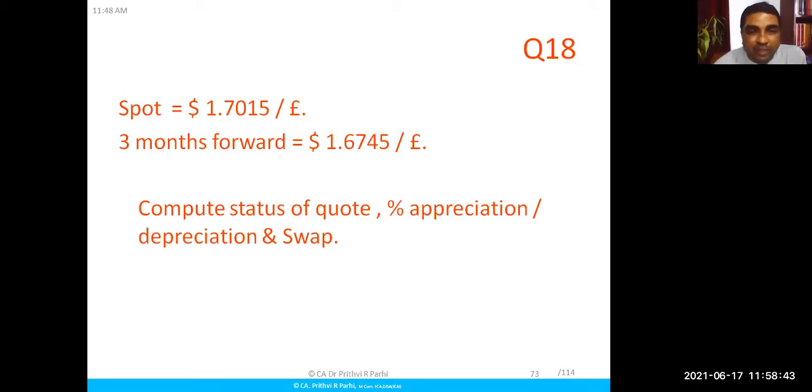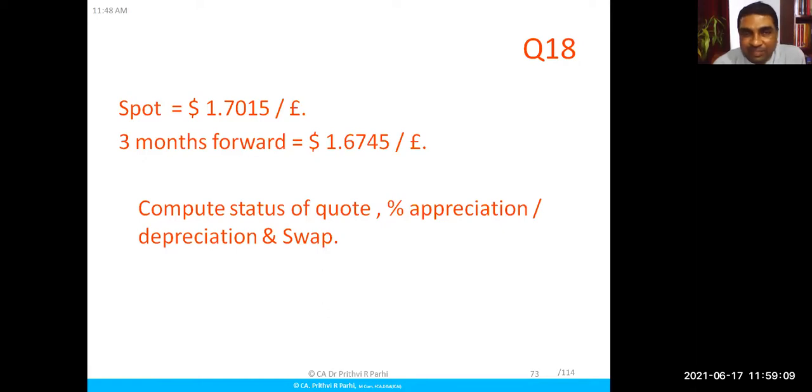Now, friends, you tell me. This is the question. You have to compute the status of the quote, direct or indirect, the percentage of appreciation, depreciation, and so on. When you say this much dollar per pound, that means it is dollar by pound. First, tell me, is it a direct quote for which country? For the US, it is a direct quote. Indirect quote for which country?